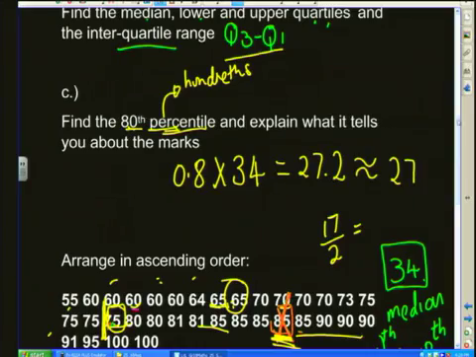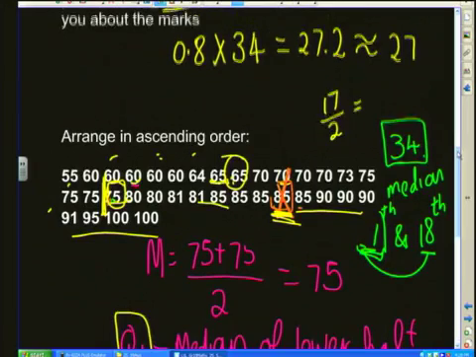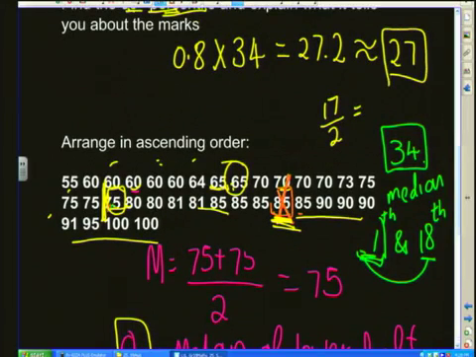So we go to our data, all right, and we look at what number is in the 27th position. Now remember, up to here, that was 17, so let's count. That's 17, 18, 19, 20, 21, 22, 23, 24, 25, 26, 27. Okay, and we end up on this one here, 85%.